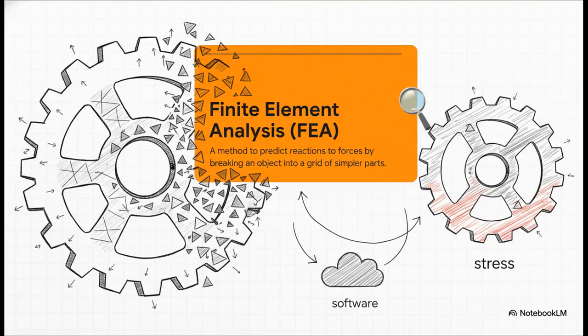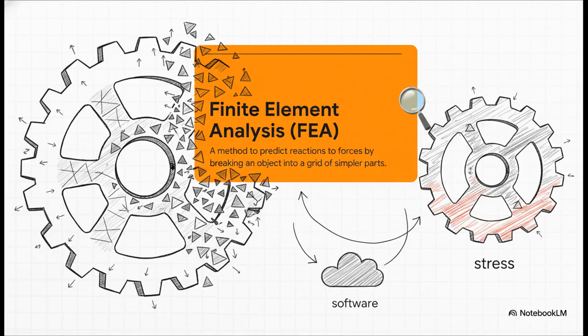Which brings us to the official definition. FEA is a computational method. It all happens inside a computer. It takes a digital model of an object and breaks it into a grid of these finite elements. By solving some pretty basic equations for each tiny little piece, and then adding all those solutions up, it can tell you exactly how the entire object is going to behave under real-world stress or heat or vibration.